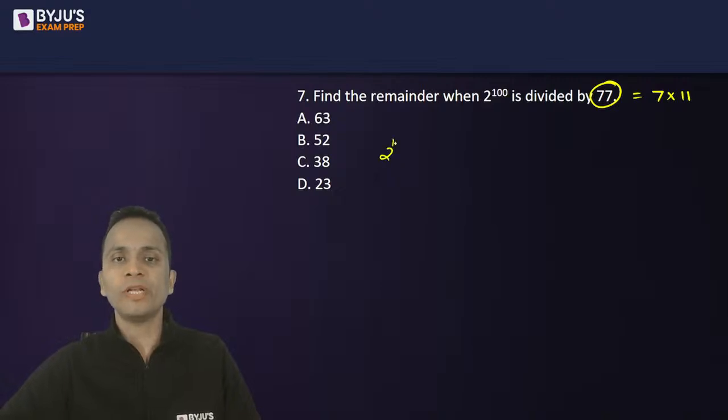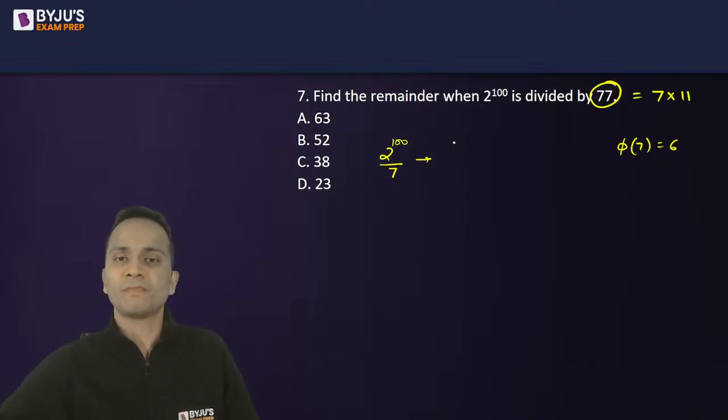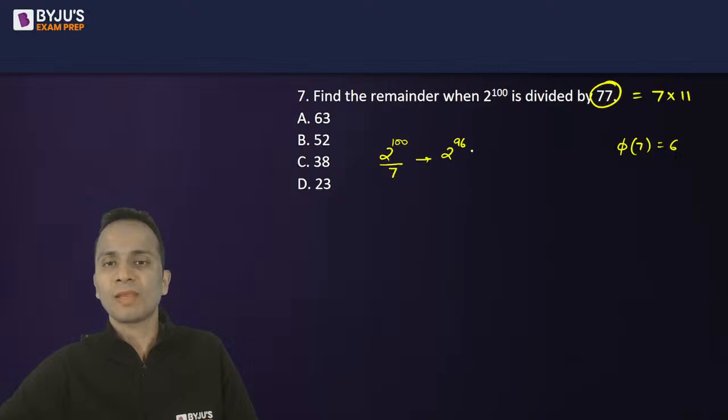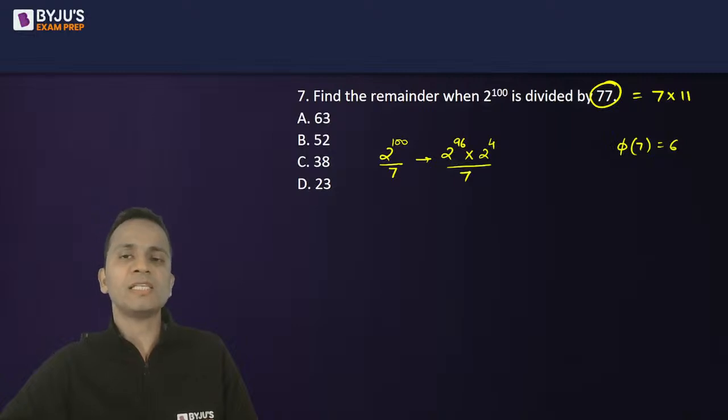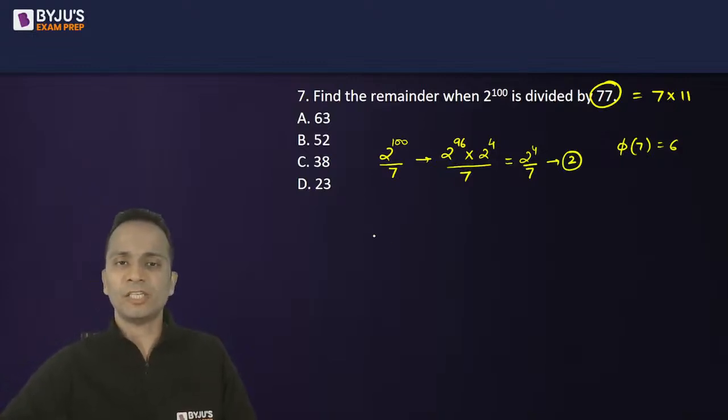Okay, so first of all, 2 raised to the power 100 will be divided by 7. Now I can apply Euler's theorem here. So Euler's number of 7 is 6. Phi of 7 is 6. So I can safely remove a multiple of 6 from the power. So 2 raised to the power 96 multiplied by 2 raised to the power 4, divided by 7. Now 2 raised to the power 96 when divided by 7 will give me a remainder of 1. So finally it will be 2 raised to the power 4. So 2 raised to the power 4 when divided by 7: 16 when divided by 7, the remainder will be 2. So 2 is the remainder in the first case.